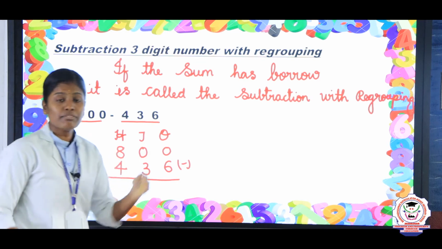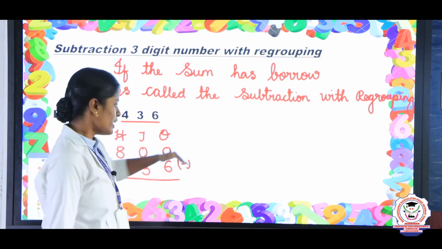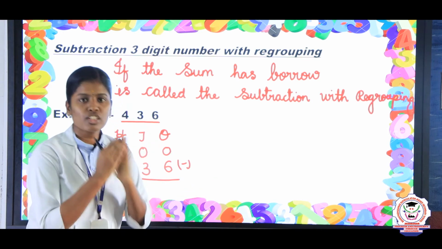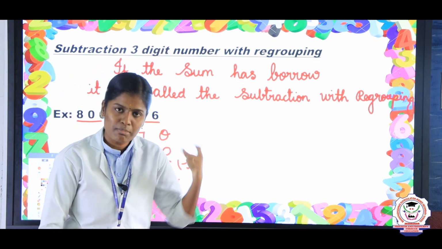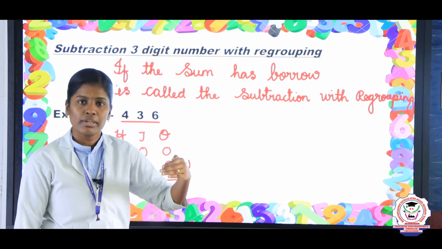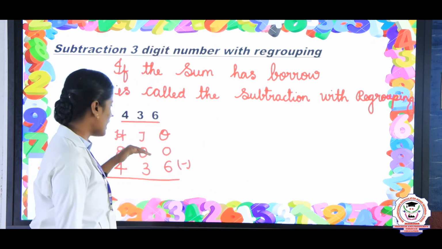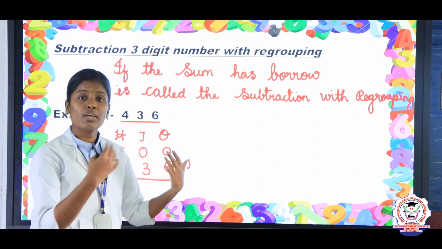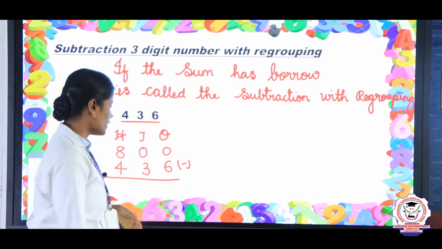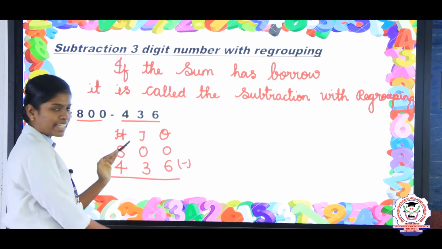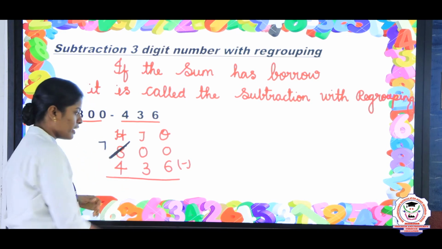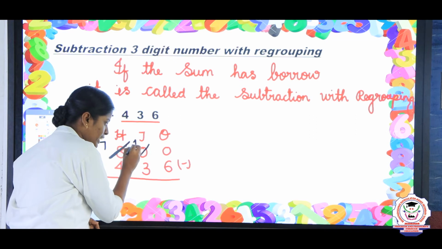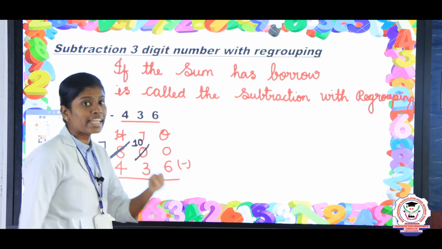While subtracting, first we should take the ones place value. Here the ones place values are 0 and 6. So 0 minus 6 is not possible. Why? Because 0 is a smaller number, 6 is the greater number. So now we are going to borrow from the tens place. Here the tens place values are also 0 and 3. So we go to the hundreds place. Here the hundreds place value is 8. This 8 will change into 7. The 0 tens will first change into 10 tens.